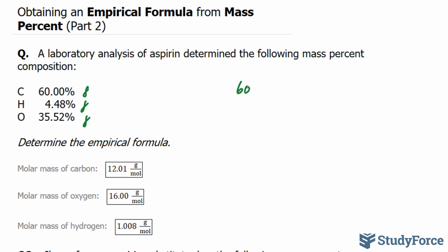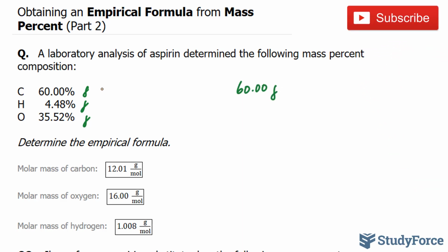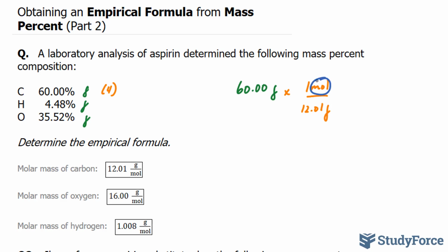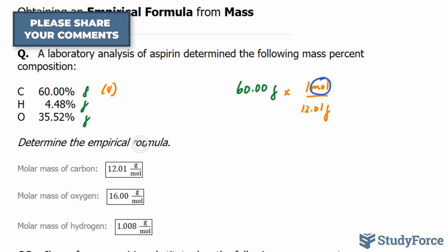So I'll take 60.00, which has 4 significant figures, and I'll write that down over here. And I'll multiply this by 1 mole over 12.01 grams. What this will do by multiplying 60 with 1 over 12.01 is I'll end up with the number of moles. And then I can use that as a basis to building up the empirical formula, which is what they're asking for.